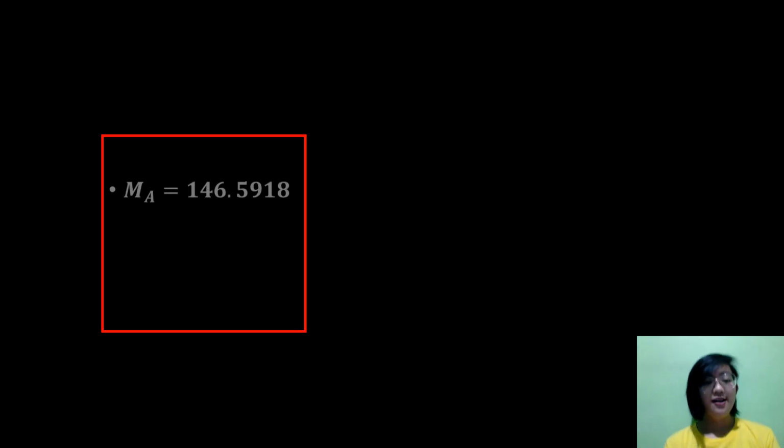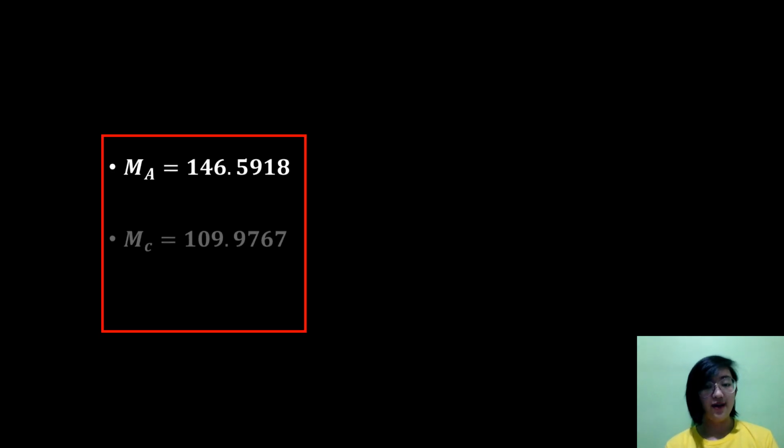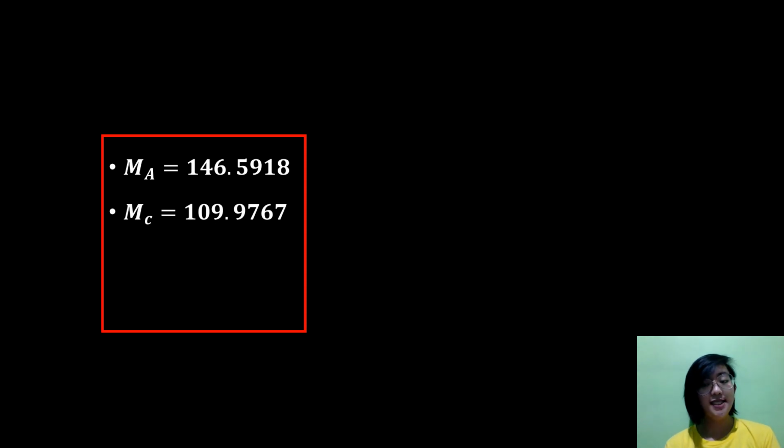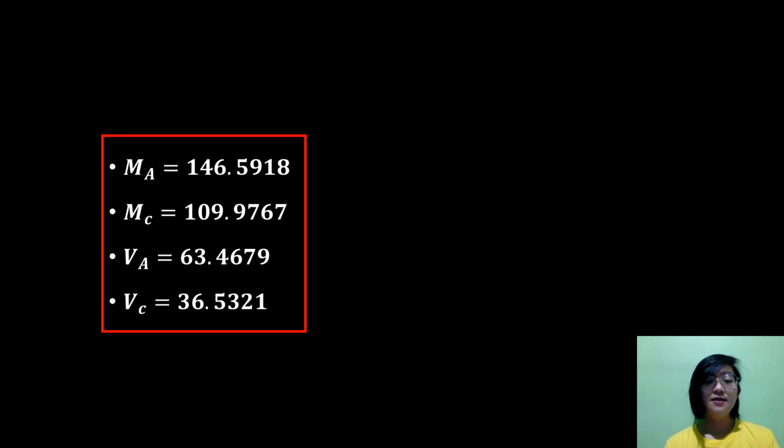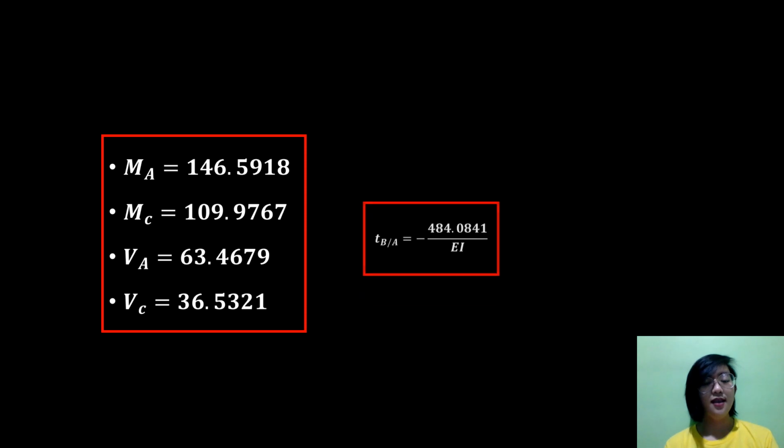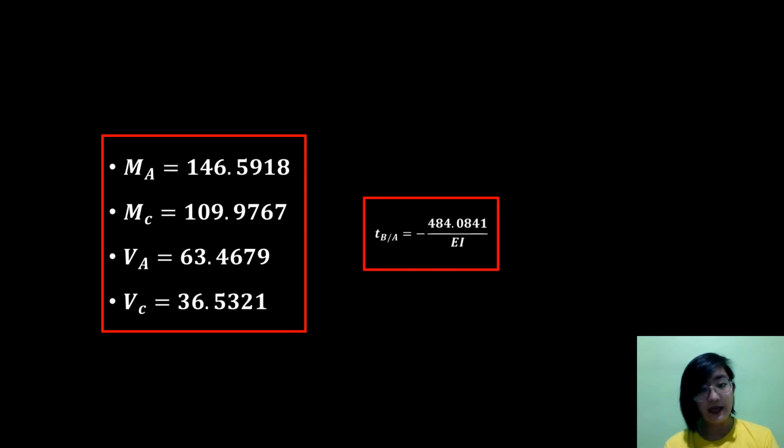So, summarizing all the answers for this problem, we have MA is equals to 146.5918, MC is equals to 109.9767, VA is equals to 63.4679, VC is equals to 36.5321, and TBA, or tangential deviation of B with respect to the tangent drawn from A, we have negative 484.0841. So, to check kung tama yung sagot nyo using AMM, you can use other classical methods para ma-check kung tama yung sagot nyo.